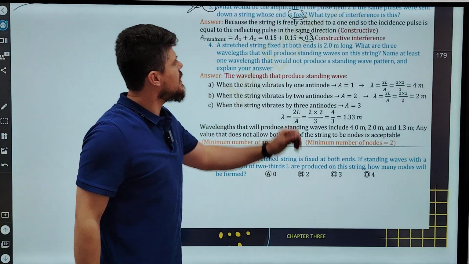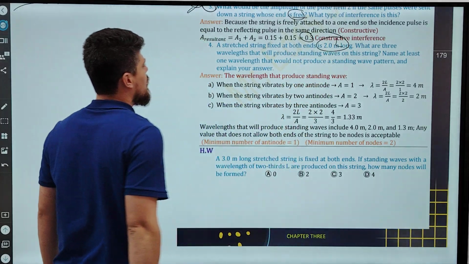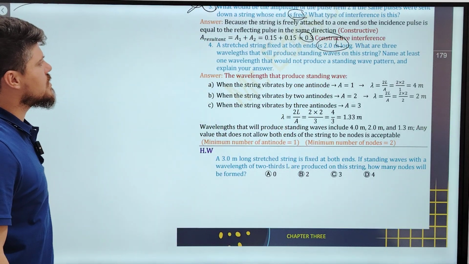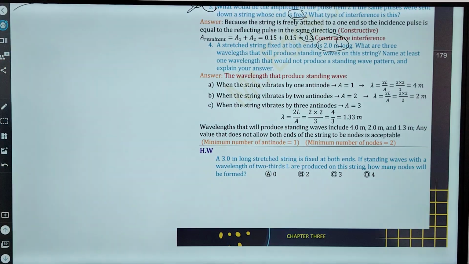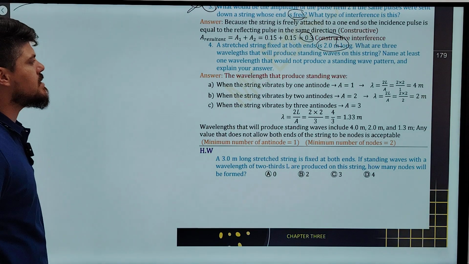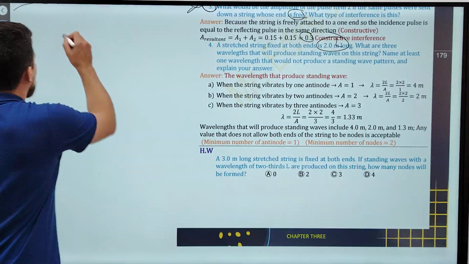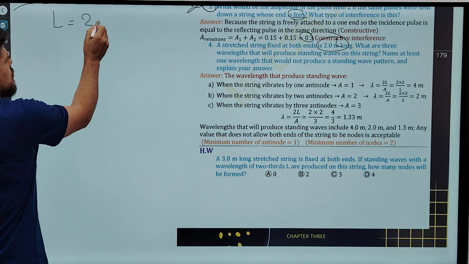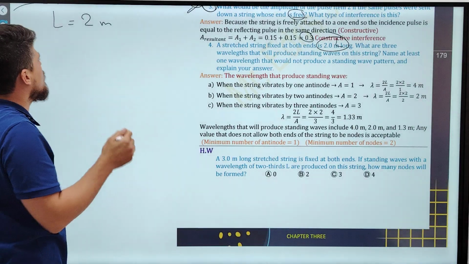A stretched string fixed at both ends is 2 meters long. This is L. What are the 3 wavelengths that will produce standing waves on this string? Name at least one wavelength that will not produce the standing wave pattern and explain your answer. In this question, you have to assume that because the L is given, L is equal to 2 meters. Describe the 3 possible standing waves.